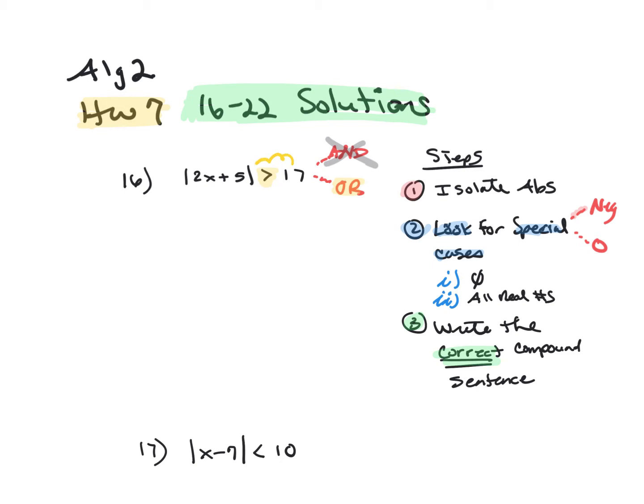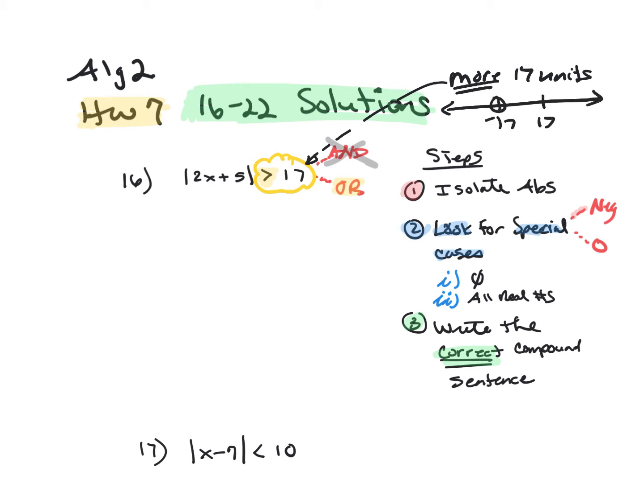Just to understand why we're writing a compound or, I always say this once. This says you must be more than 17 units from 0. So to be more than 17 units from 0, you have to be outside, out to the left of negative 17 and out to the right of positive 17. Normally I wouldn't write this on my paper. I'm just doing it to help you understand. So to be more than 17 units from 0, you have to be out here.